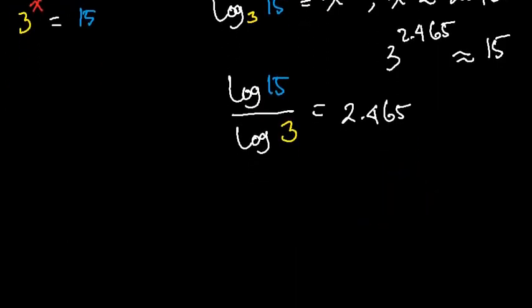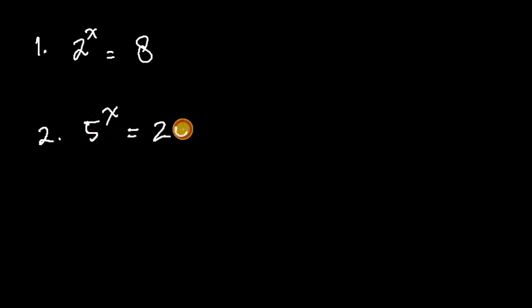Now, examples for you, please calculate using your own calculator. Number 1, let's say we have 2 to the power of x equals 8, this one surely the answer is 3, but just try it first. The second, 5 to the power of x equals 20, and the third one, 10 to the power of x equals 90. Okay, you may pause this video and do it first.